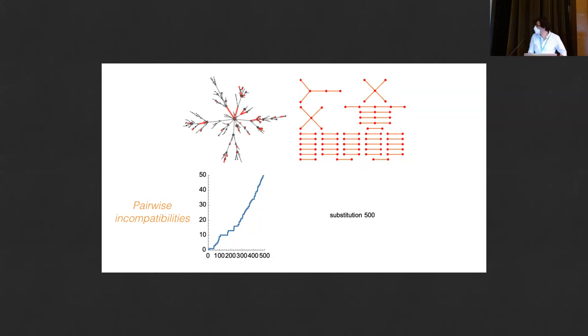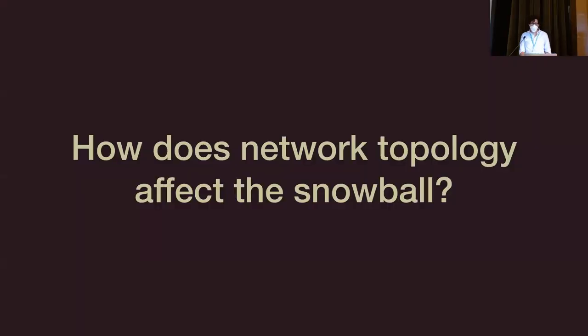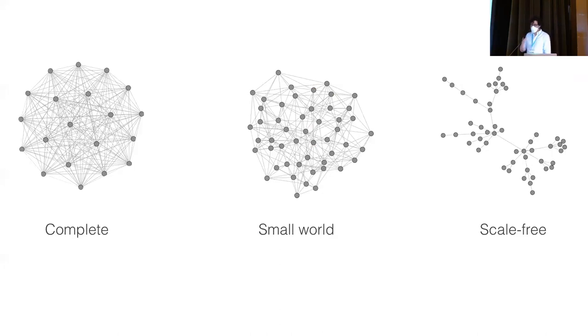But I wanted to explore how the topology of the network, if we move away from that complete network framework, would affect the snowball effect and specifically the agglomeration pattern. In other words, how does network topology affect the snowball? I'm going to do that by comparing three different networks. I already introduced you to the complete, fully connected network, and I already told you a little bit about the scale-free network.